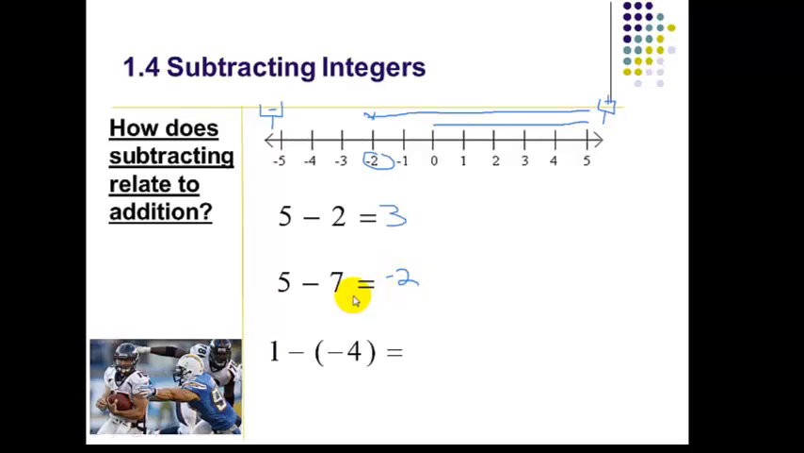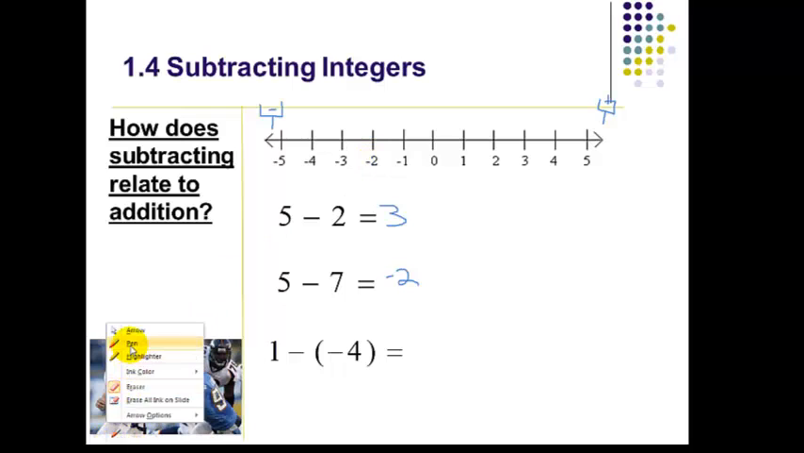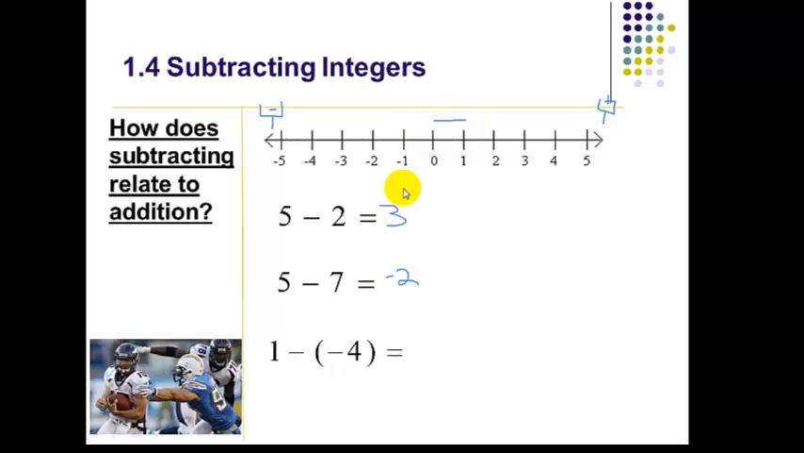So let's look at a different problem. And I need to erase this. So 1 minus a negative 4. So I start at 0 and I go to 1. Now let's pretend that this is a negative team. So it's a negative 4. If I was adding a negative 4, I would go to the negative team because they'd be like, woohoo, I get to go 4 yards to my goal.